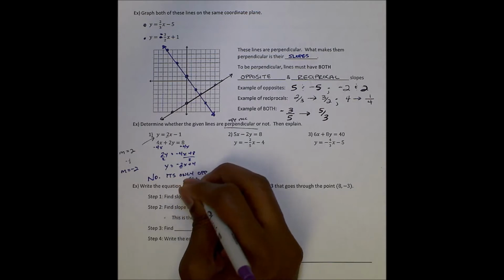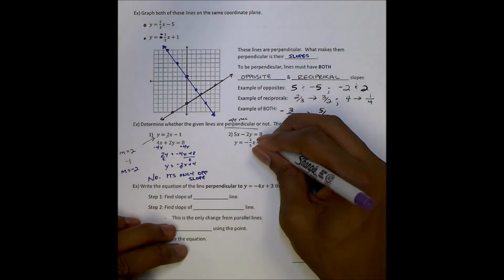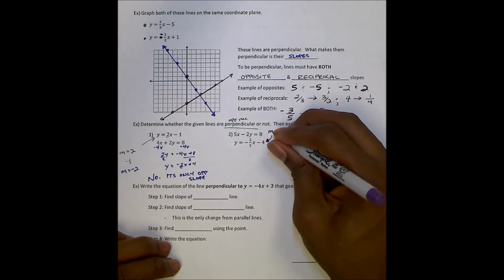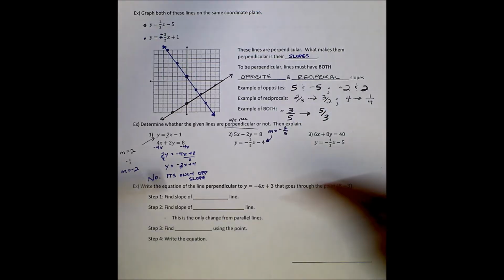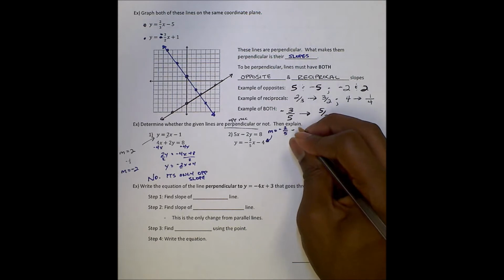Remember, we need opposite reciprocal. Okay? So in this problem, number 2, we have this in slope-intercept form. They tell us that our slope is negative 2/5. Okay, so again, in my mind I'm thinking, what would be its opposite reciprocal slope? Its opposite reciprocal would be positive 5/2.